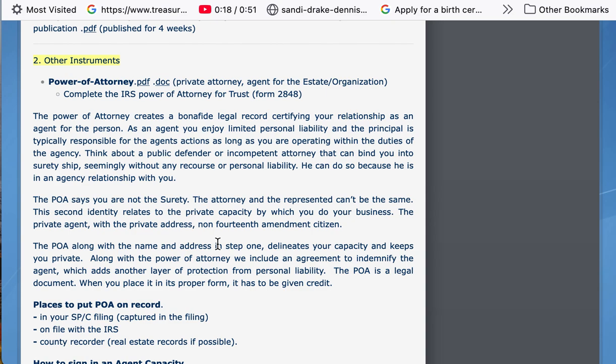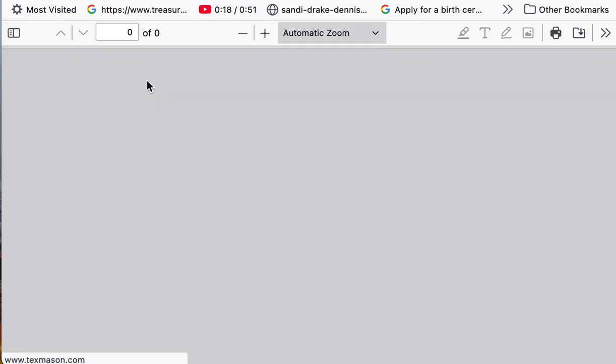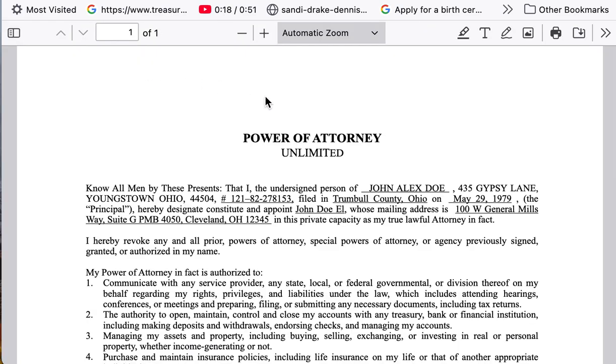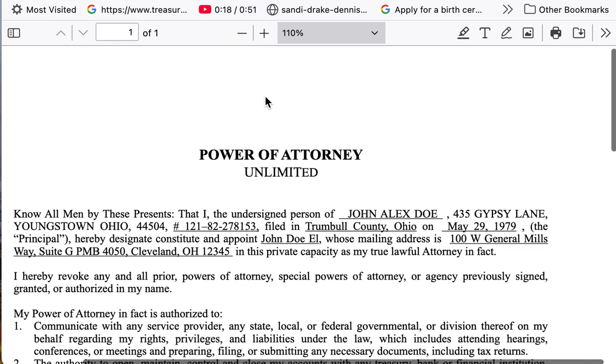So let's start by saying there was an estate that was created when you were born, right? Let's go look at the power of attorney real quick. And by the way, on this website, you have PDF form and document templates. You can click these and actually look at the template. So let's look at what we have here.